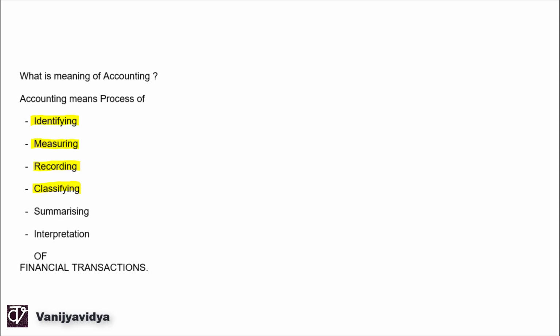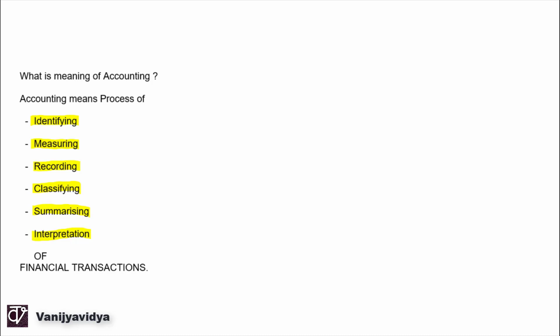Then summarizing. Summarizing means preparing a statement using the financial transactions. For example, your balance sheet, your profit and loss account. And finally, we have interpretation. Interpretation is understanding how a particular entity is performing by looking at the summarized financial statements. So this entire process means accounting.